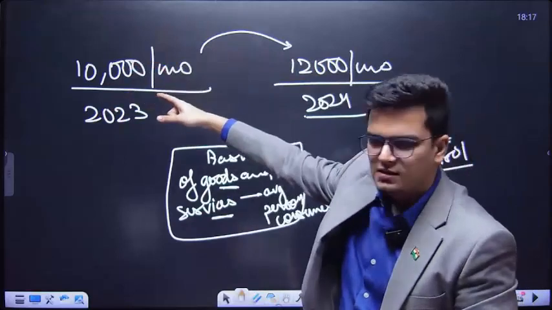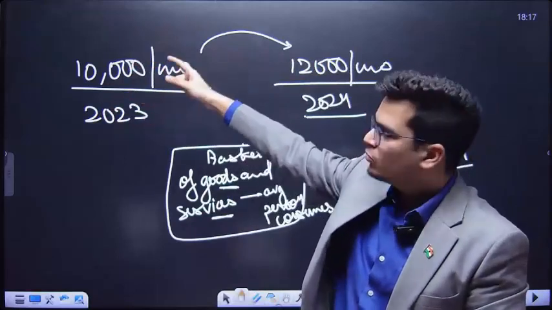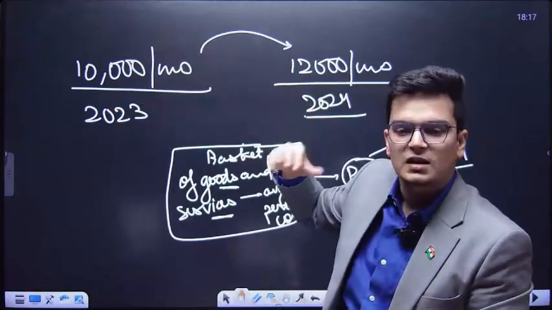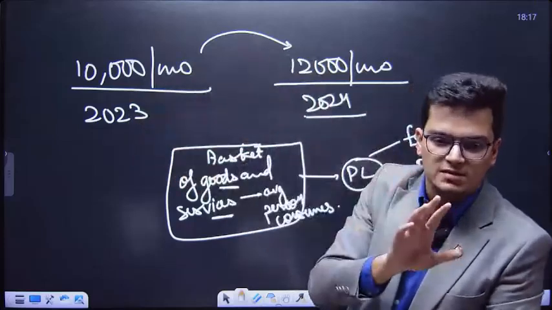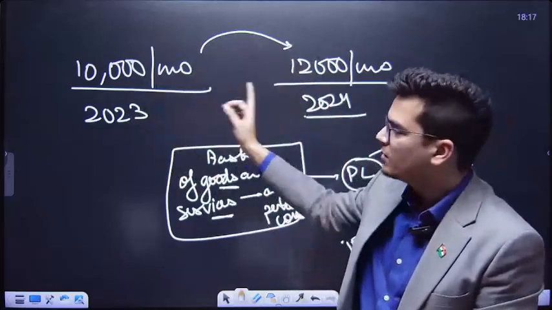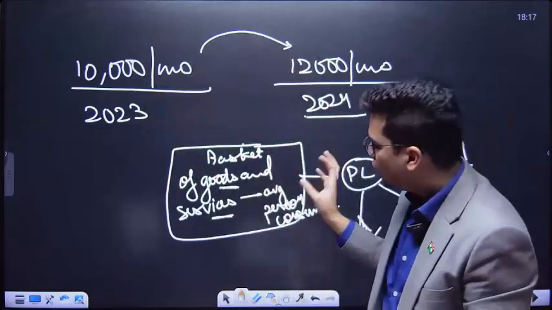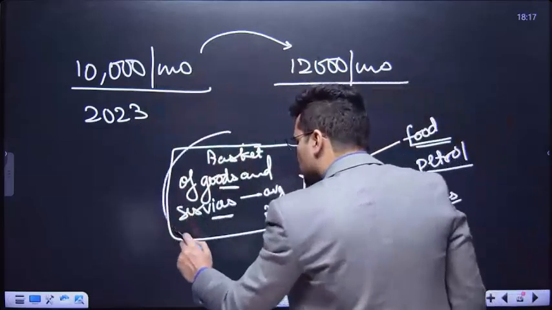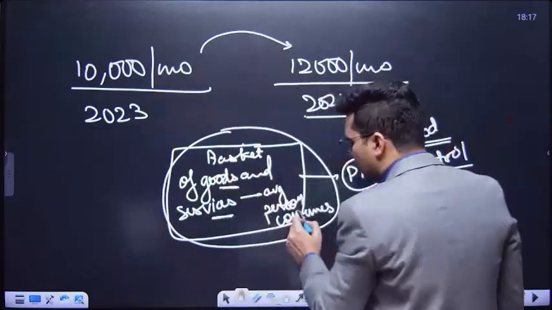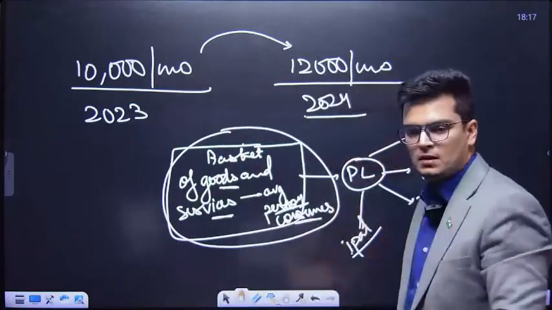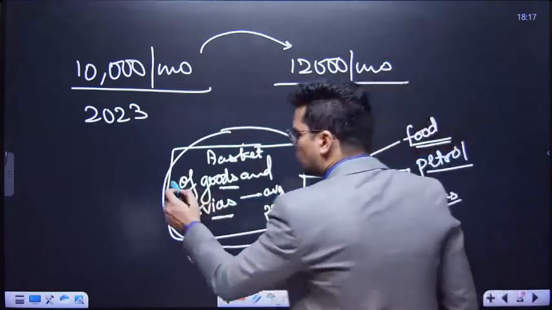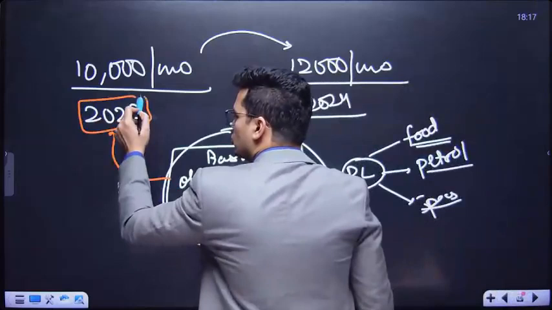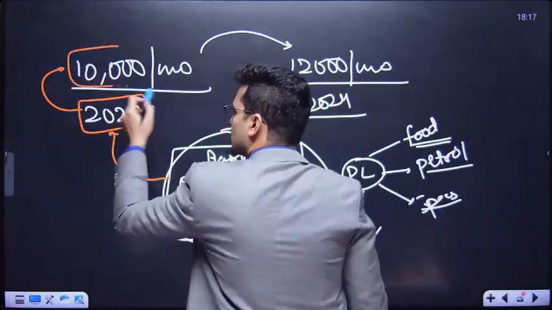मेरे पास हाउसहोल्ड कंजम्पशन एक्सपेंडिचर सर्वे का डेटा है. मुझे पता है लोग कितना खर्च कर रहे हैं, किन चीजों पे खर्च कर रहे हैं, रूरल एरिया में कितना खर्च कर रहे हैं, अर्बन एरिया में कितना खर्च कर रहे हैं. I have this data. मैंने आपको दिखाया था रूरल अर्बन अलग-अलग से आता है. So what I do is I create a basket of goods and services that the average person consumes. Then I will say that this basket of goods and services in 2023 used to cost 10,000 rupees per month.